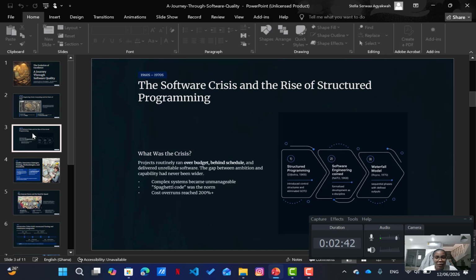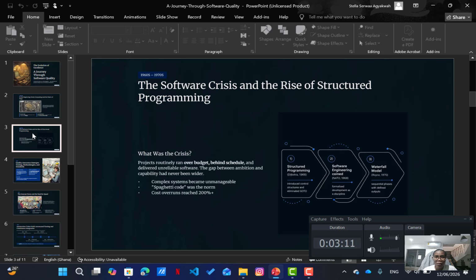Let's move to the software crisis and the rise of structured programming. As computers became more powerful, software projects became larger and more complex. Many projects exceeded their budgets, missed deadlines, and produced unreliable software. This period became known as the software crisis.